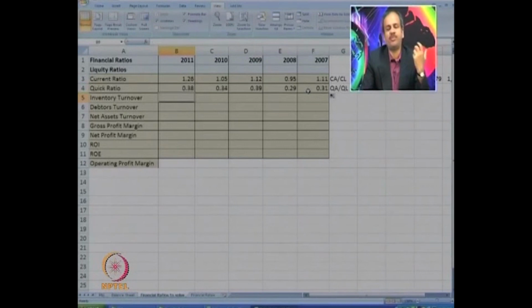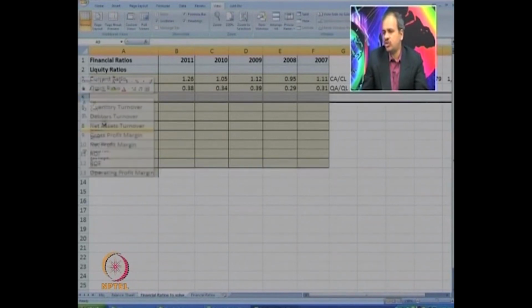Now, how will you interpret these ratios? As far as the current ratio is concerned, it is just above 1. In the recent year, it has somewhat increased, which is a good sign. And you can also see the quick ratio also is not very high, but it has somewhat increased in recent years. Now, let us look at the activity or the turnover ratios.